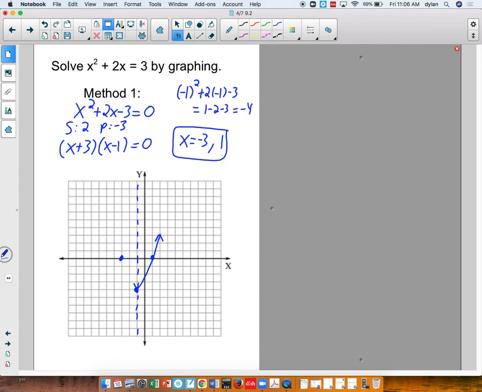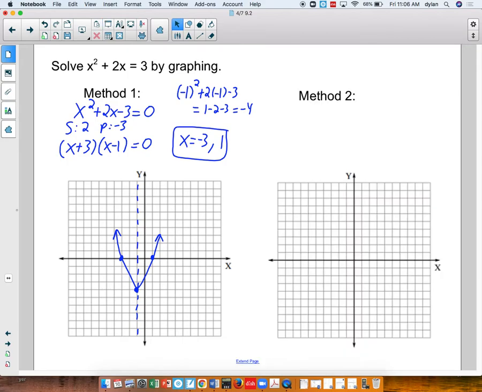But I wanted to go over this because this is one of 2 methods that we can use to solve quadratic equations by graphing. However, there's a second method. And this second method is sometimes a little bit more illuminating for certain situations. So method 2 is instead of setting it equal to 0, so for method 1, our general strategy is to set equal to 0. For method 2, instead, our goal is to isolate x squared. In other words, we want to have x squared all by itself.